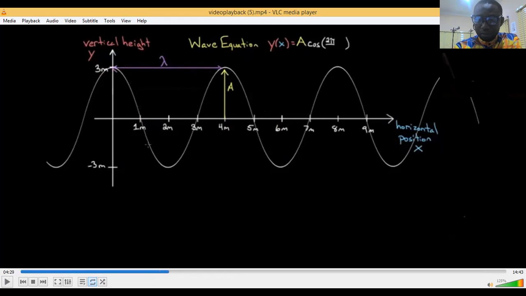lambda. So the distance it... Can you still see? Yes. Okay.